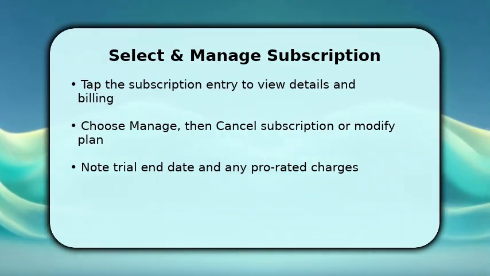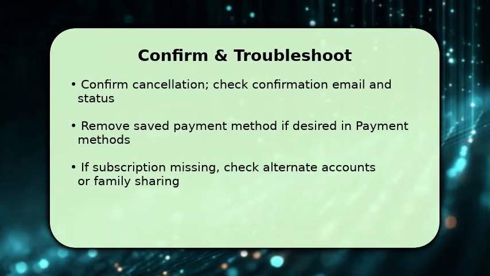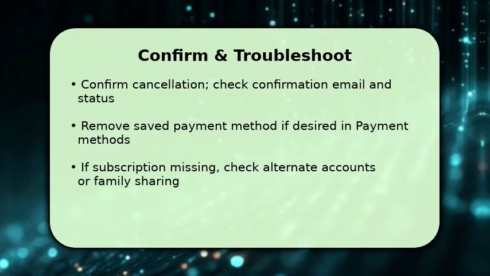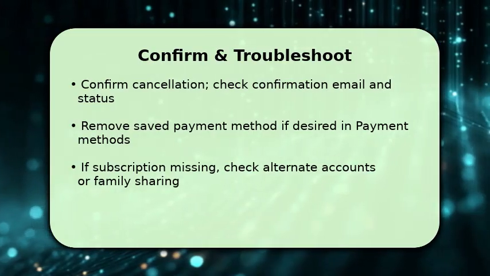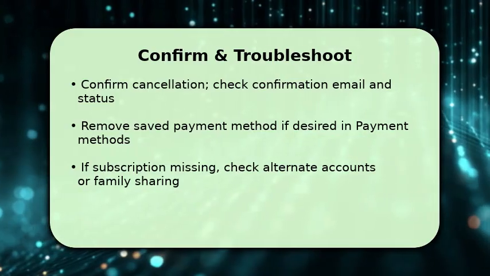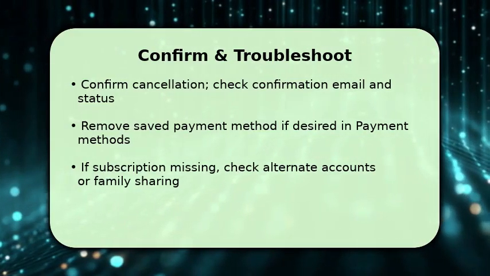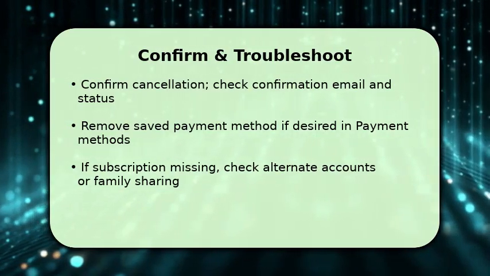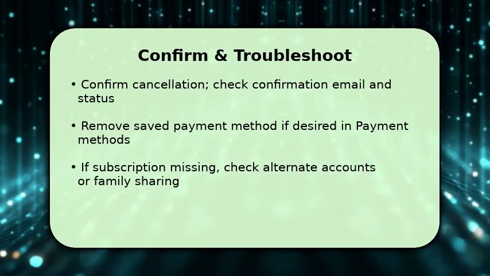After you confirm cancellation, Google sends an email and the subscription status changes to canceled or expires on with a date. Verify that immediately. If you want no future charges at all, go to Payments and Subscriptions, then Payment Methods, and remove or update cards. If the subscription doesn't appear, make sure you're on the right Google account and check Family Library or Shared Billing. If it still fails, sign out, sign back in, or contact Google Play support for account-level assistance.